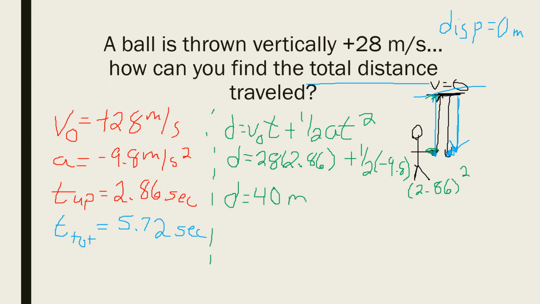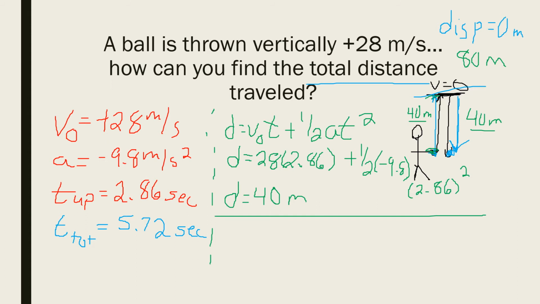Questions about that? So it goes up 40 meters. It's going to come down 40 meters because if it goes up 40, it comes down 40. So the total distance traveled is going to be 80 meters. I keep drawing this picture so you can conceptually understand why I'm doing the things that I am. 40 plus 40 is 80. Okay.